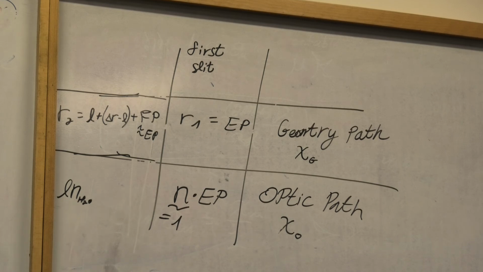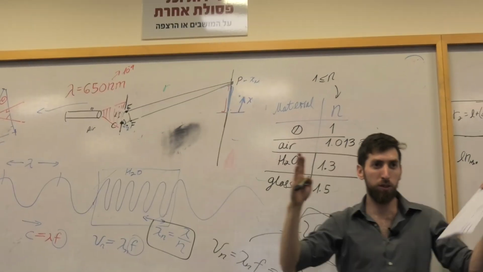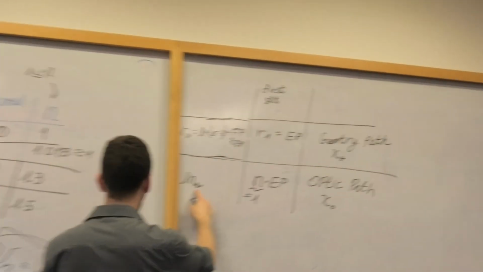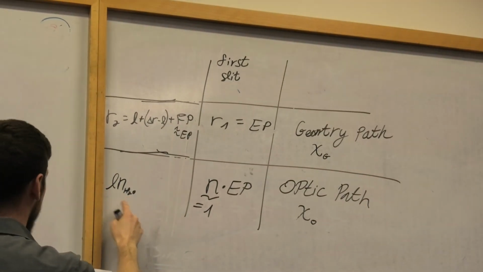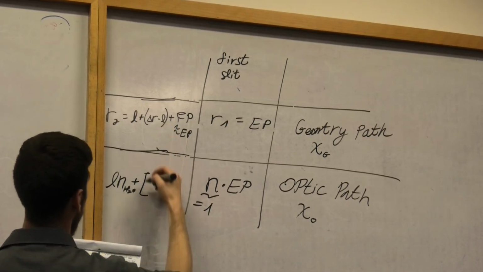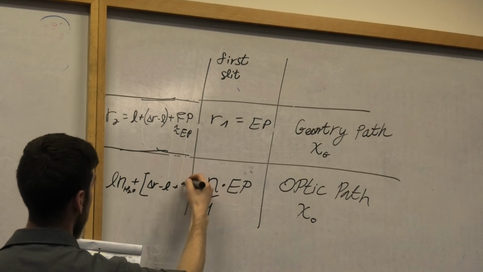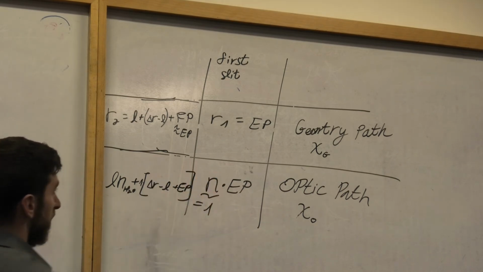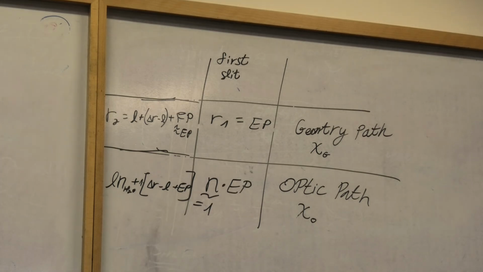That's what's going to happen. The light is going to spend more time periods inside the water, because the wavelength becomes shorter. So here we need to multiply by N, and here plus the rest, which is delta R minus L plus EP, and this is multiplied by 1. I'm going to explain everything here.